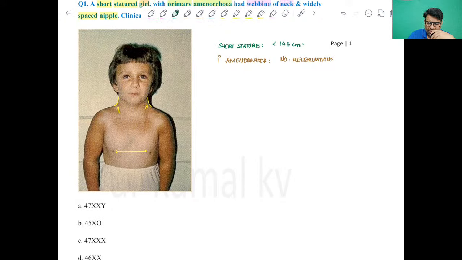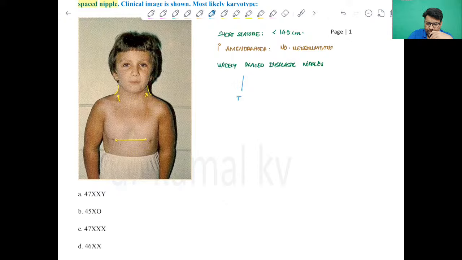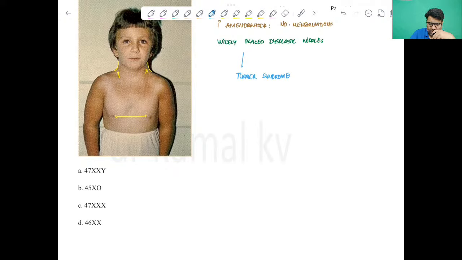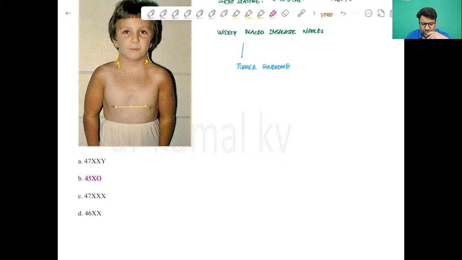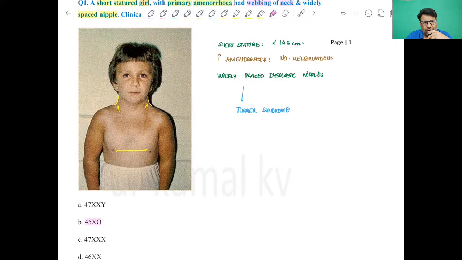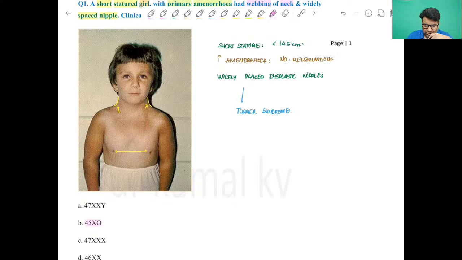Yes, this is a classical feature of Turner syndrome. So widely placed dysplastic nipples. And yes, if you have this kind of picture, the answer is Turner syndrome. Absolutely right. This is 45XO, right? So this is one of the commonest and easiest questions in pathology.